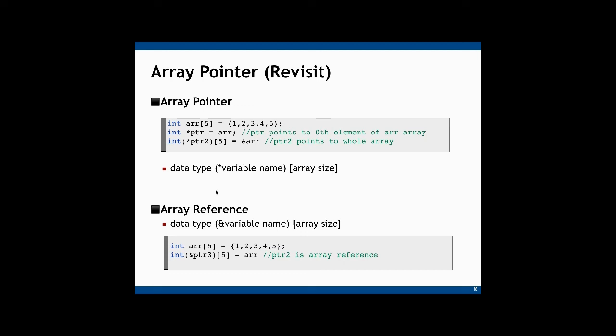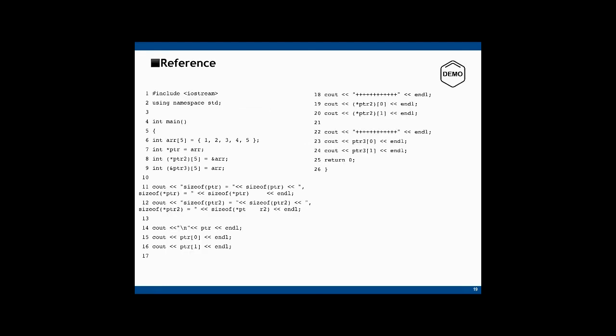And you can also make an array reference in a similar way. Instead of putting the asterisk here, we put the ampersand here like this. So ptr3, this is a typo, it should be 3. ptr3 is an array reference of this array. Okay, let's see the demo code for this one.